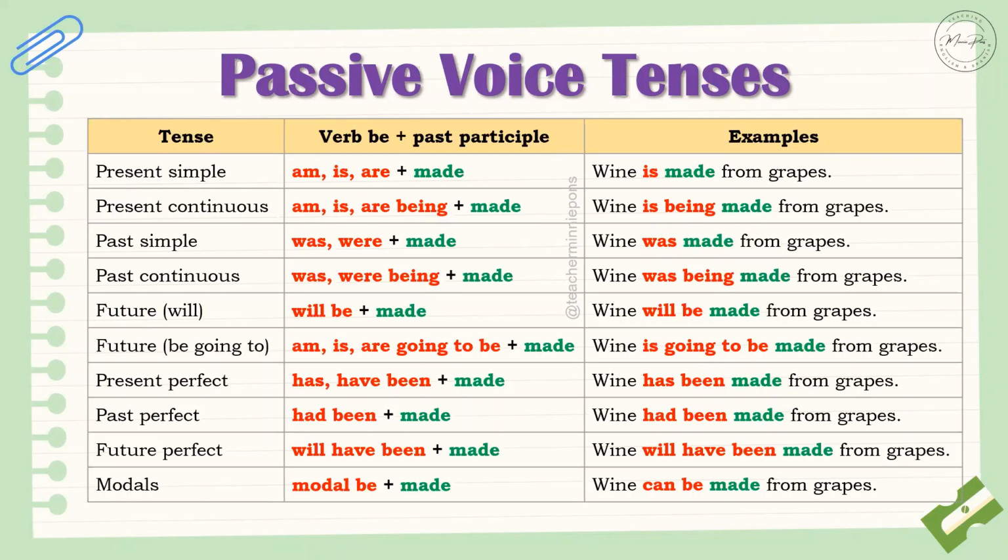In present perfect, wine has been made from grapes. In past perfect, wine had been made from grapes. In future perfect, wine will have been made from grapes. And with modals, wine can be made from grapes.